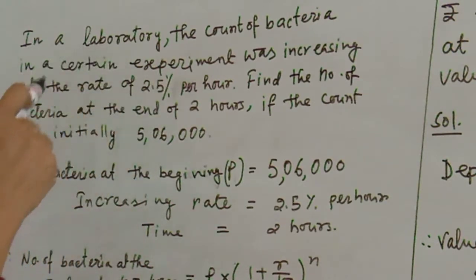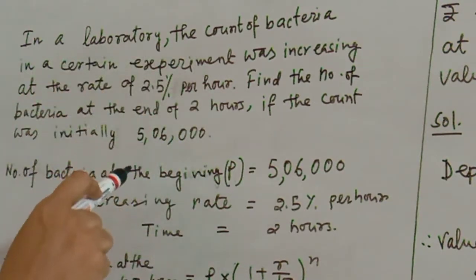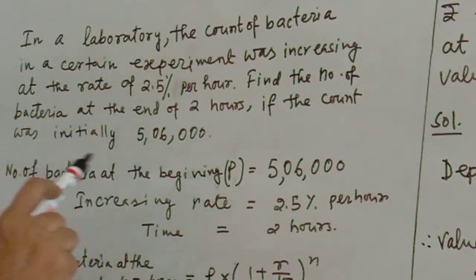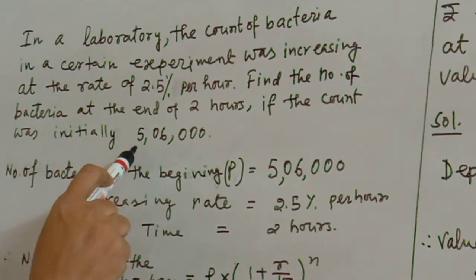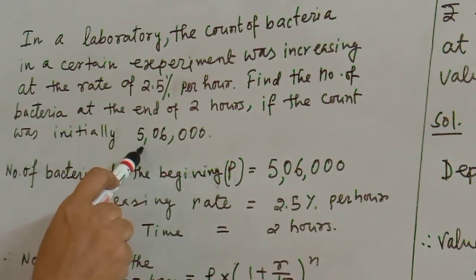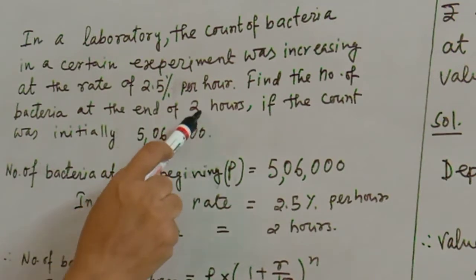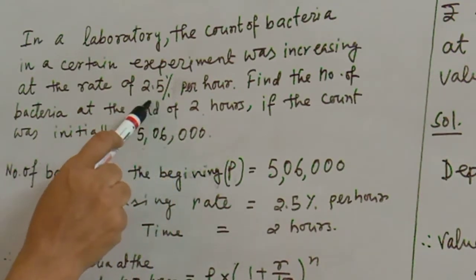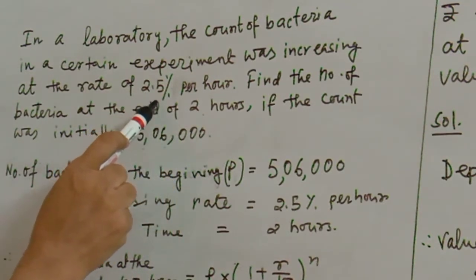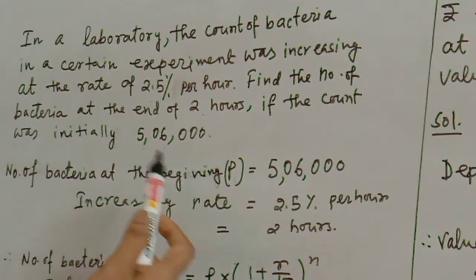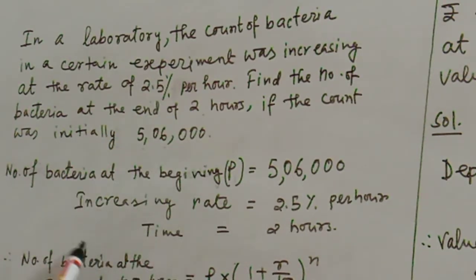Now, if we treat this sum in the sense of compound interest, everything is there. Initially, the number of bacteria was 5,06,000. Time 2 hours, rate percent 2.5%. So, what will be the number of bacteria after 2 hours? Now, number of bacteria at the beginning.